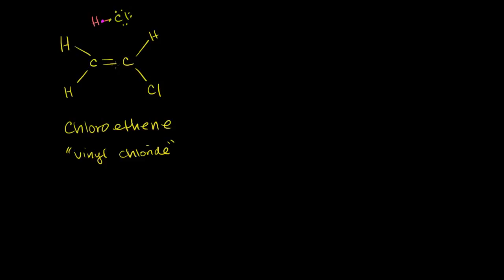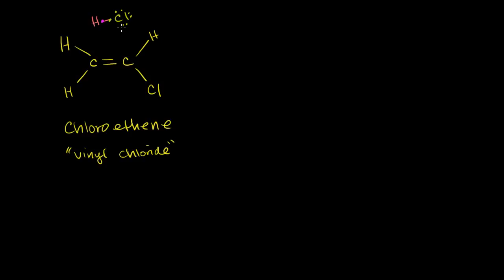Let's say we have some chloroethene here. You wouldn't have to call this 1-chloroethene, because if you just go with chloroethene, there's only one way to draw this. And the common name for chloroethene is vinyl chloride. So let's say we have a bunch of chloroethene molecules mixed with some hydrogen chloride.